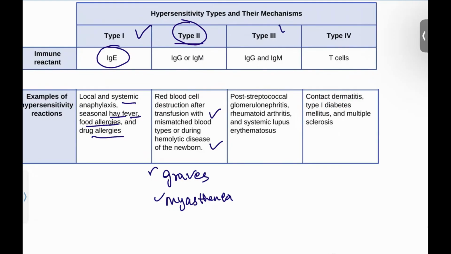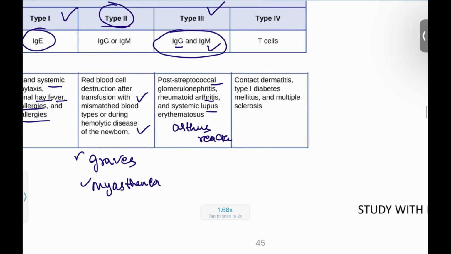In the type 3 reaction, both will be happening at a time. Post-streptococcal glomerulonephritis. She has IgM because of the past infection. IgG is also present. Rheumatoid arthritis, systemic lupus, and also the patient will be having the Arthus reaction. And coming to the 2 types of lepra reaction. Lepra reaction will follow the rule of 5. So after seeing type 4, we will see what this rule of 5 is.